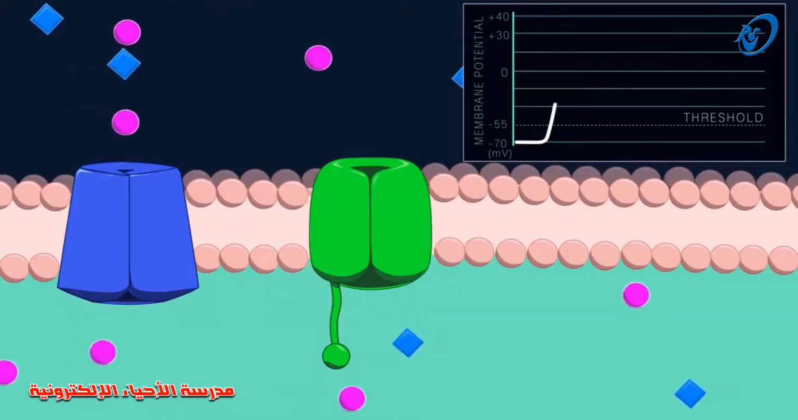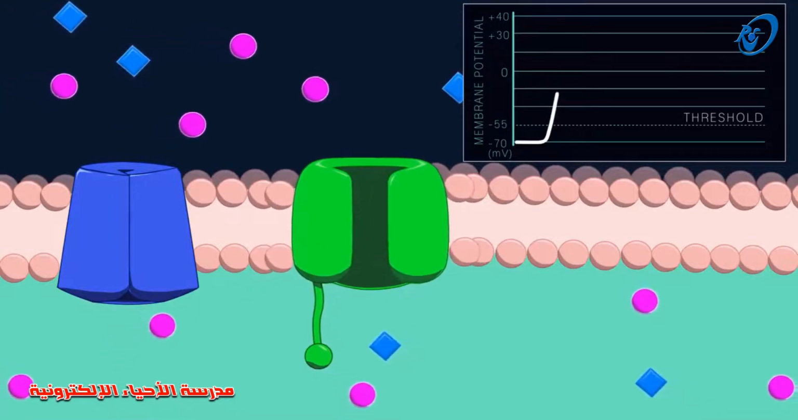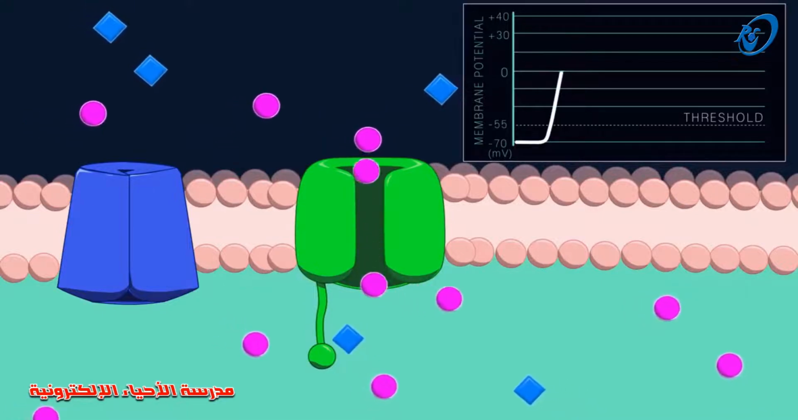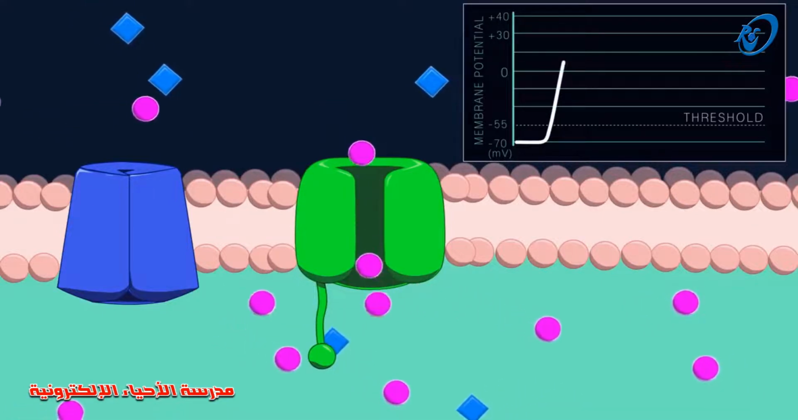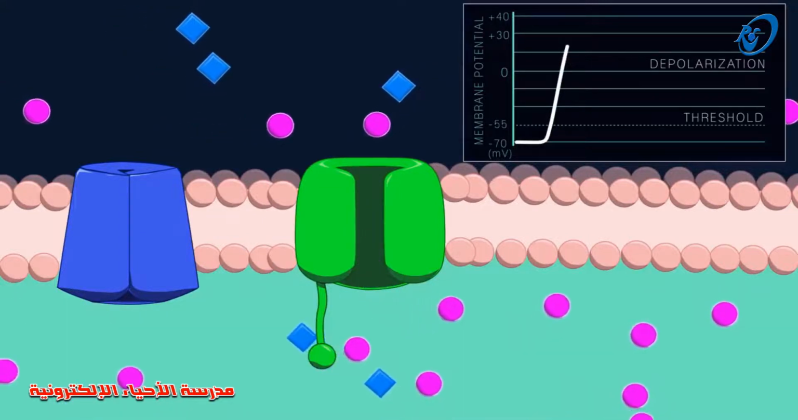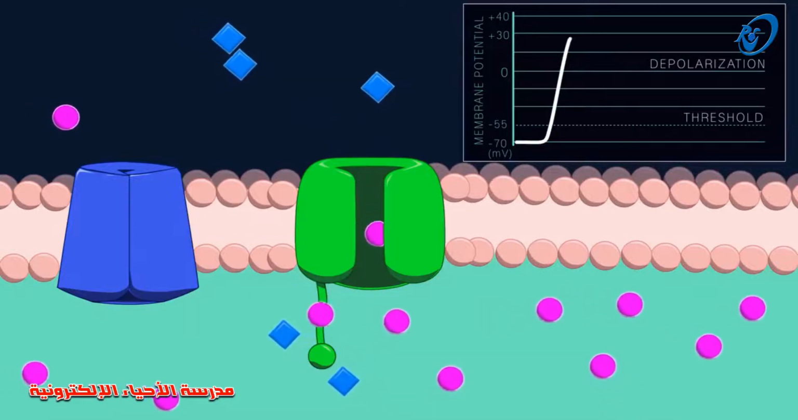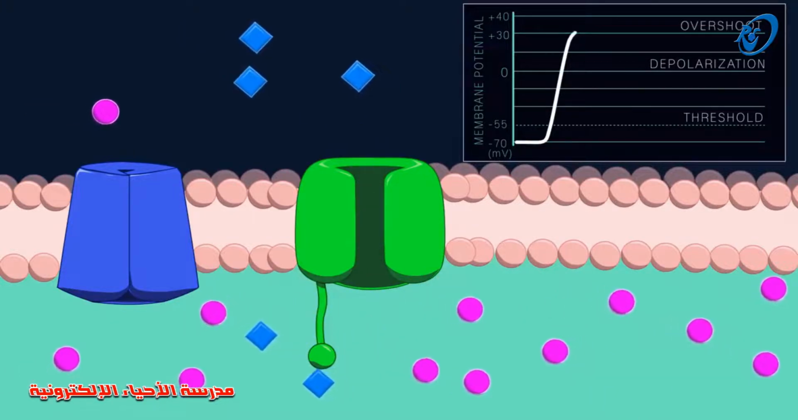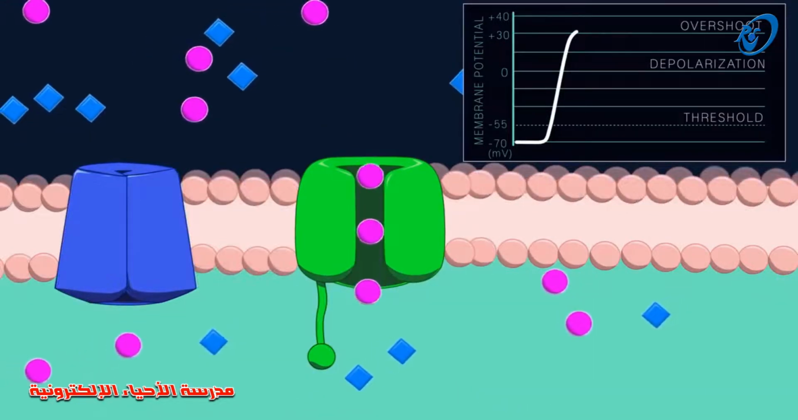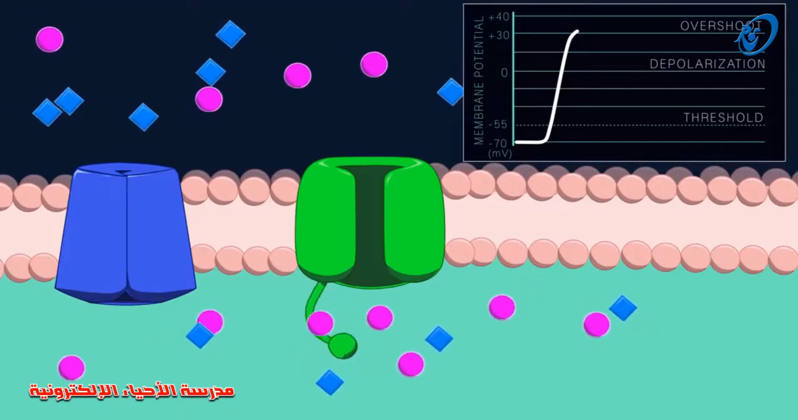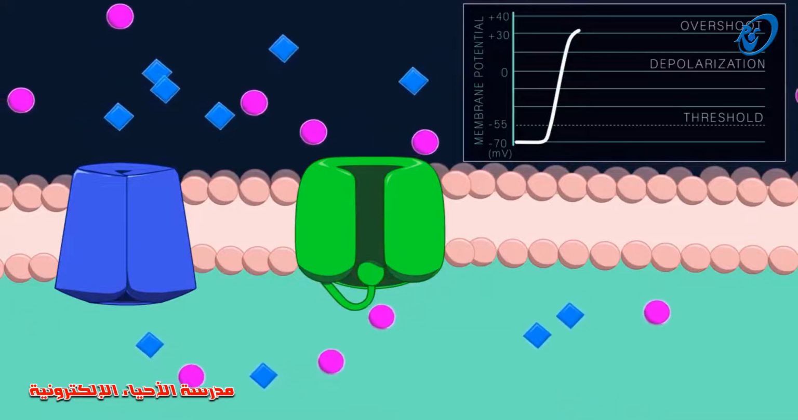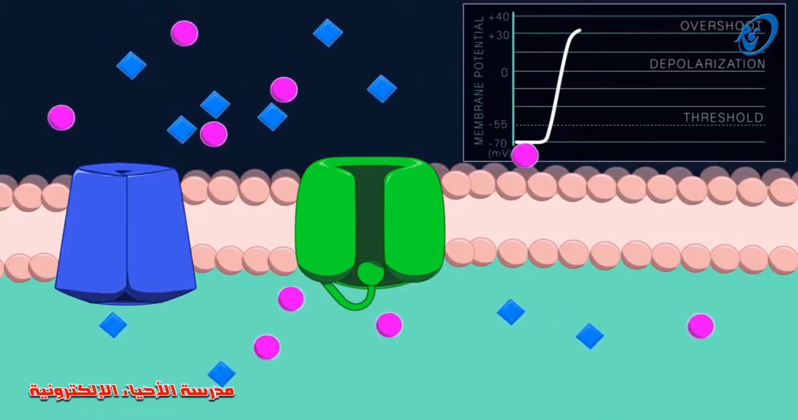As positive sodium ions enter the cell, the membrane potential becomes less negative and more positive as it approaches 0 millivolts. This is called depolarization. Eventually, the voltage gradient goes to 0 and beyond 0, up to a positive 30 millivolts. This is called an overshoot. As the membrane potential becomes positive, the sodium channel inactivation gate shuts, making the channel inactivated. This stops the flow of sodium ions into the cell.